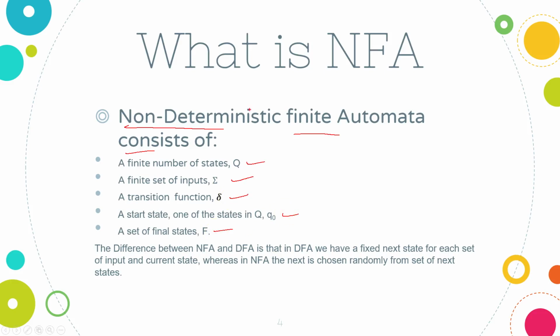But now, this is the similar definition we have for DFA also. But you might be thinking, what is the difference between NFA and DFA? Well, the difference lies in the transition function delta. In DFA, for a current state and the input, we have a fixed next state. That is, for every current state and input there will be a fixed next state. Whereas in NFA, the next state is chosen from a set of next states. Okay, so this is the difference between NFA and DFA.